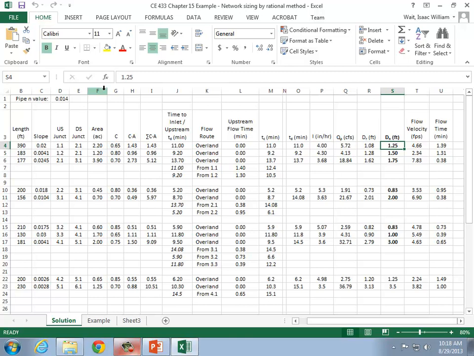But now for pipe C, it is going to get flow from its inlet and also from pipe A and pipe B. And so the total sum of the C times A is the sum of all of the CAs for what's upstream of it. So is everybody with me so far?